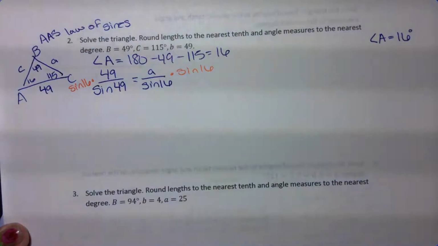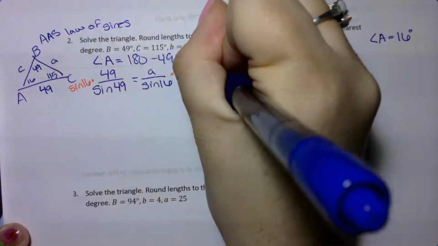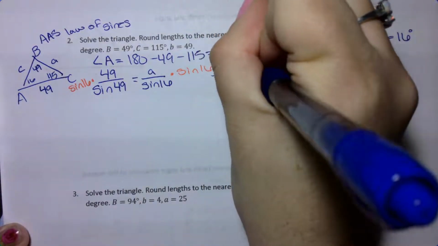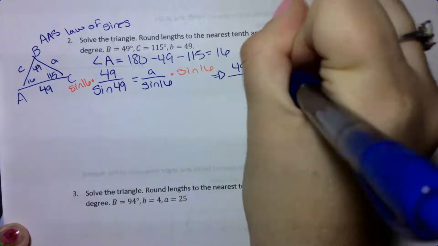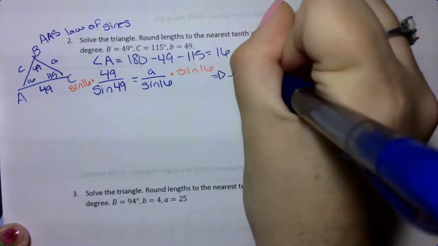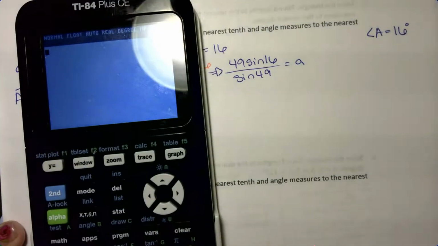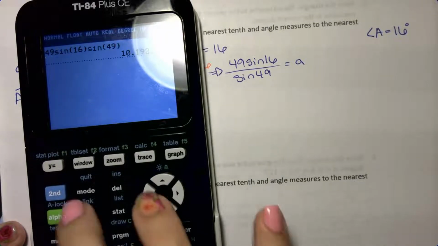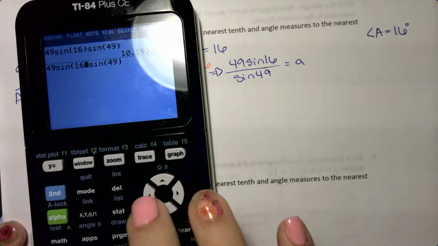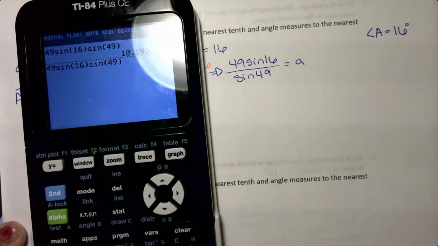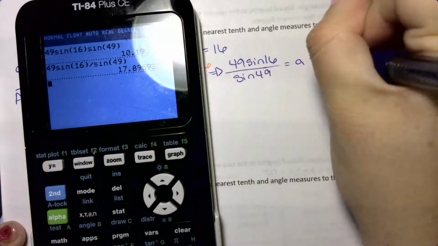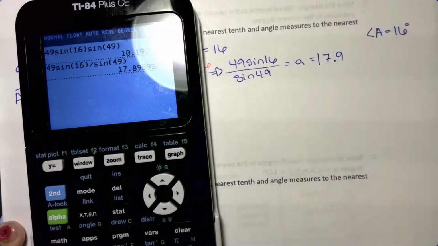So if I rewrite this, I get 49 sine of 16 over sine of 49 equals A. So I wanted to go ahead and type this into the calculator. Oops, I forgot to divide. Which gets me 17.9, because I'm rounding to the nearest tenth.